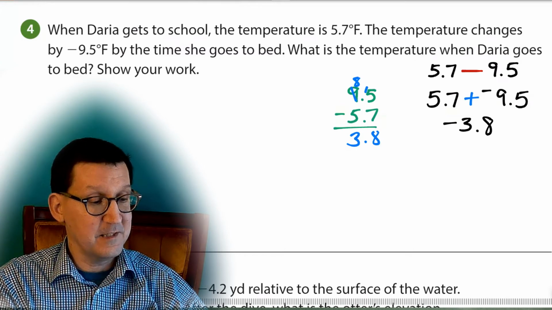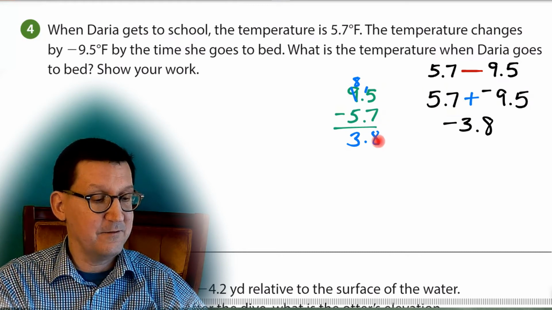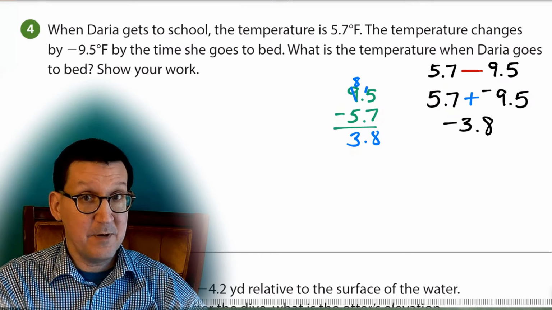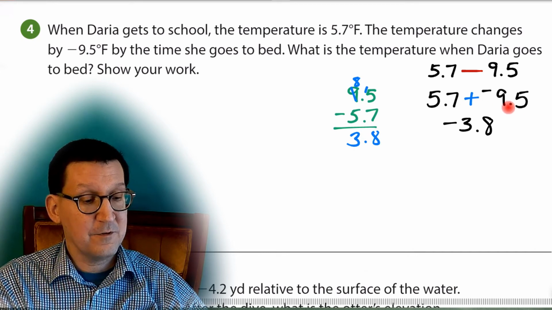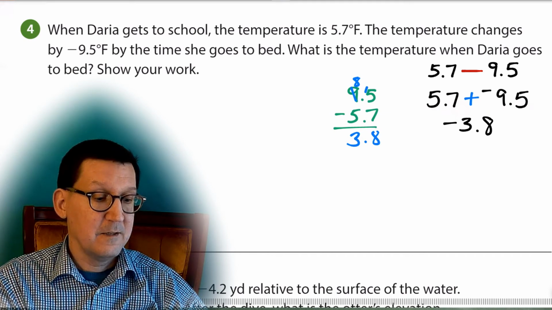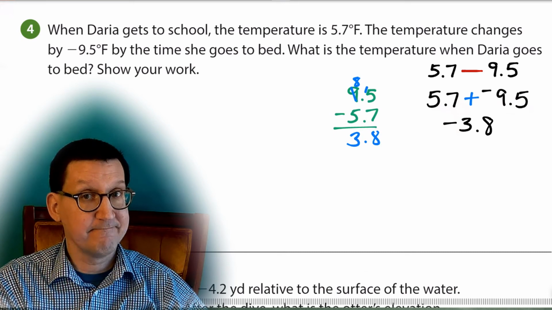Since we have a positive and a negative added together, we can subtract those. 9.5 minus 5.7. 9 goes to 8, carry the 1. 15 minus 7 is 8, and 8 minus 5 is 3. So our answer is going to be positive or negative 3.8. Now, is it going to be negative or positive? Let's look at our numbers. Pick the one with the largest absolute value. That's negative 9.5, because 9 is greater than 5. So our answer is, again, on the negative side, negative 3.8.